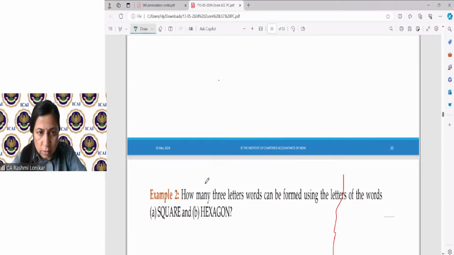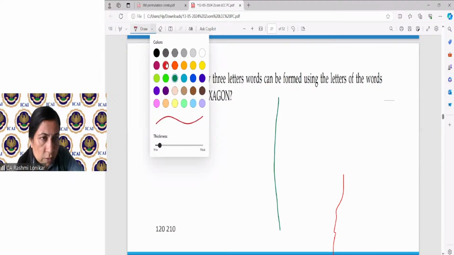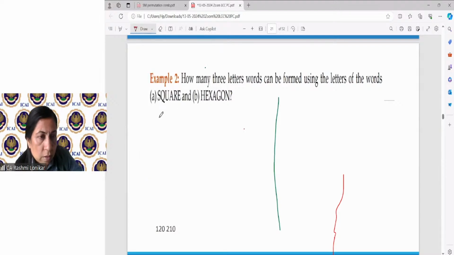We will do this word example first and then we will take the break. Okay, we will do this first. How many three-lettered words can be formed using the letters of the word? These are two different examples. Okay, so let me first take this. SQUARE.